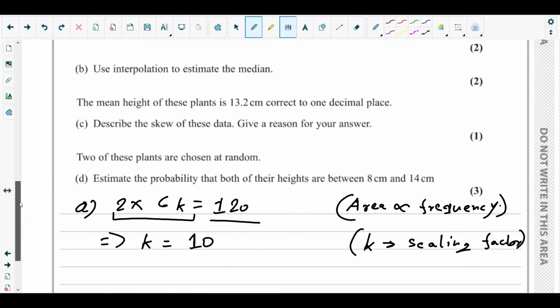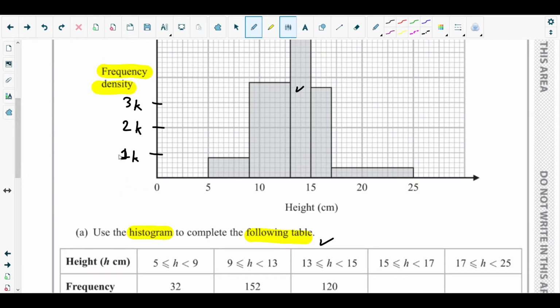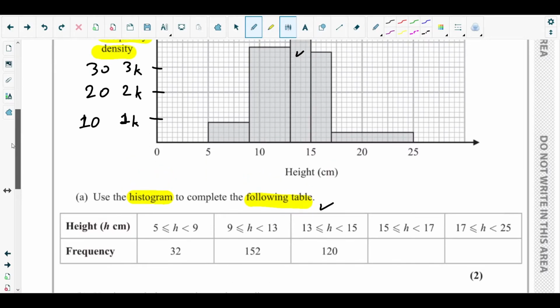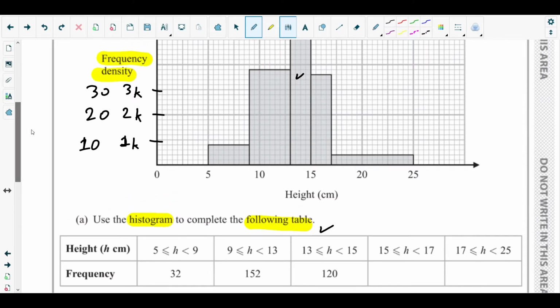So we got the value for k. That means 1 unit along the y-axis is 10 frequency density. We got the scaling factor. Now it's very easy work to find the frequencies, isn't it? Look, from 15 to 17, how many units are there along the y-axis? 1, 2, 3, and then what?